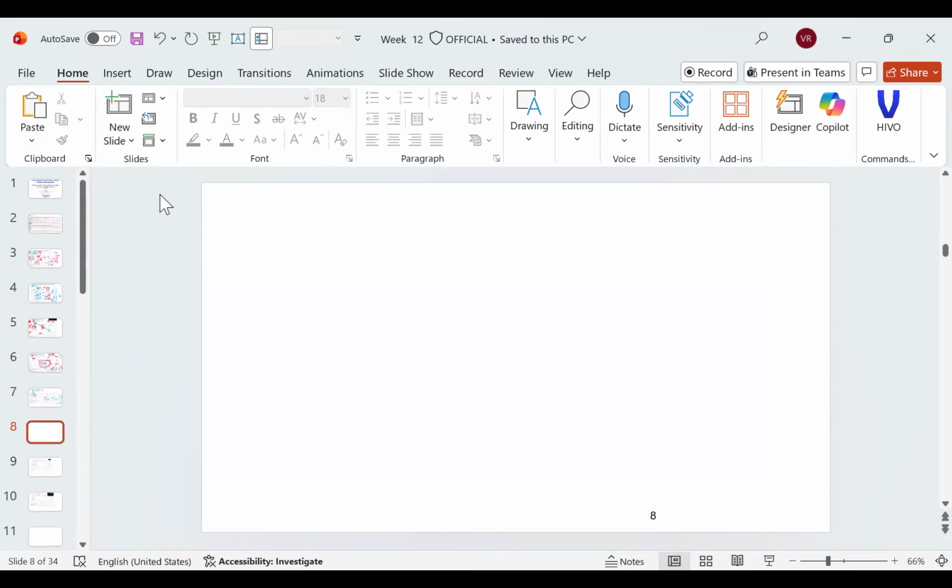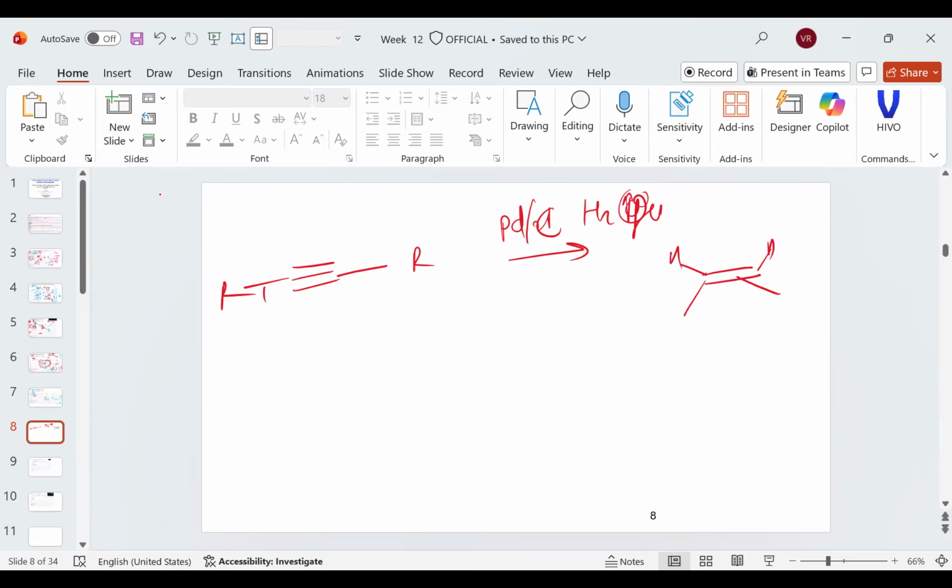So that's, I think, regarding this. When we have such systems, let's say R1 and R2, and if you do the H2, Pd on carbon reduction, H2 gas, in that case generally this type of syn olefin formation takes place.